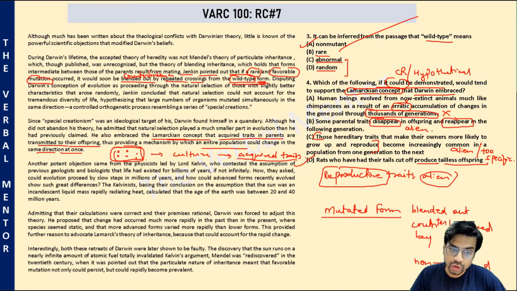But the offspring also has that acquired characteristic. It supports the Lamarckian concept, guys. Hope you understood the question.